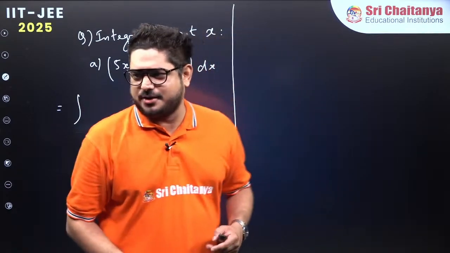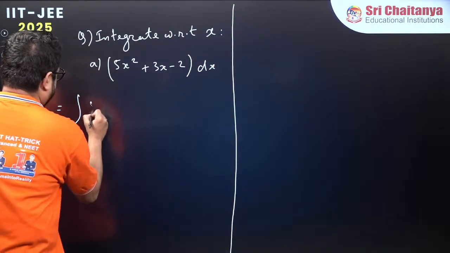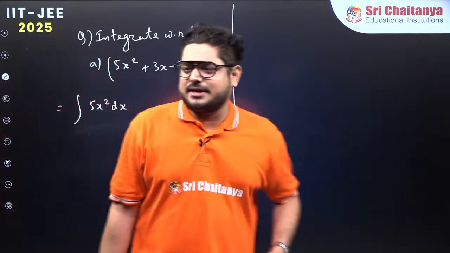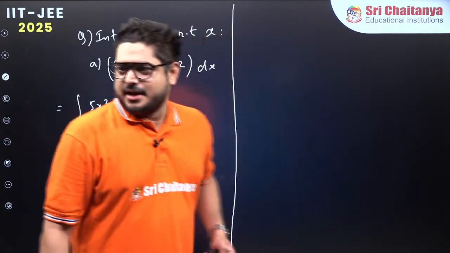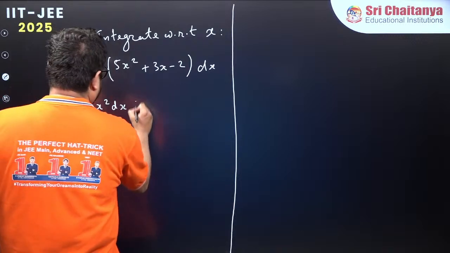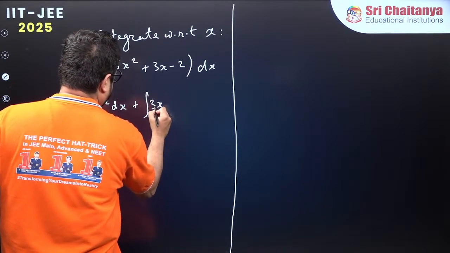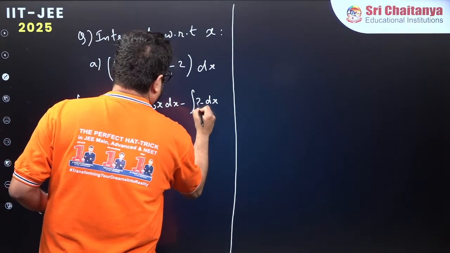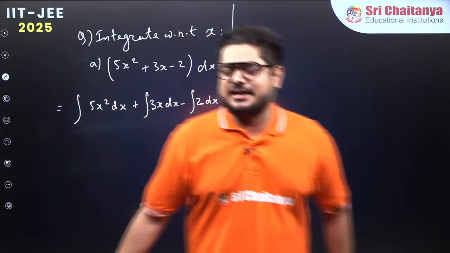So what I can do is write 5x squared dx plus the integration of 3x dx minus the integral of 2 dx. This is what I am trying to say.